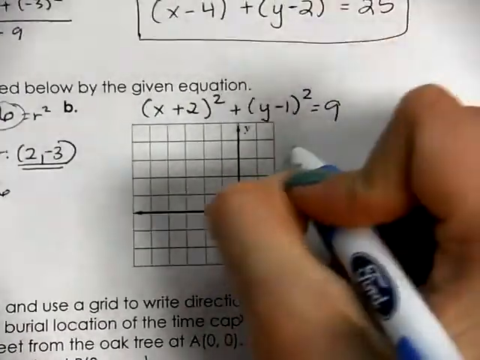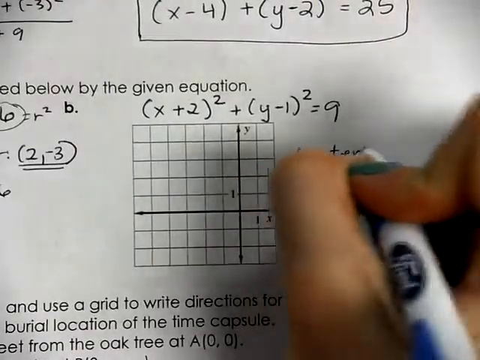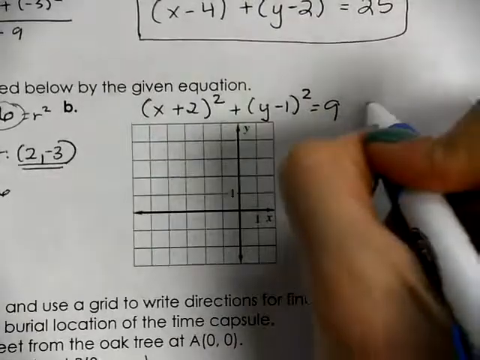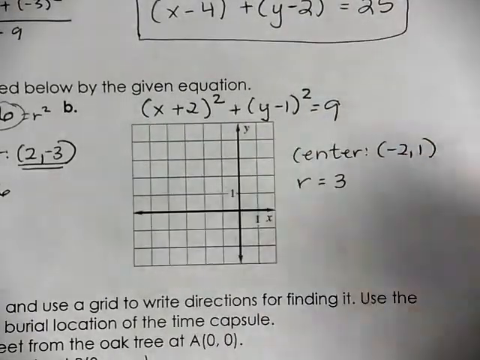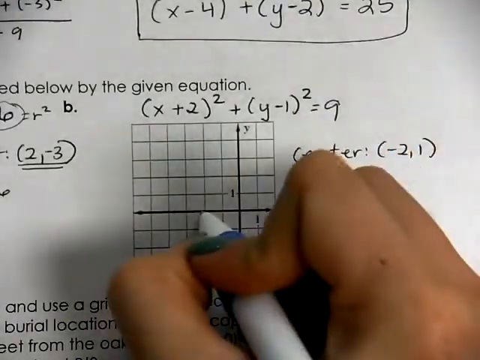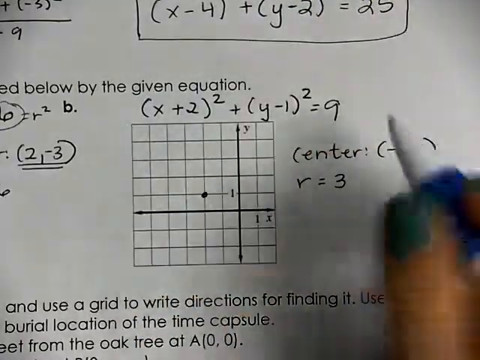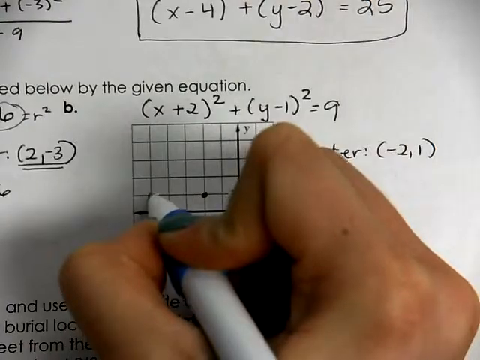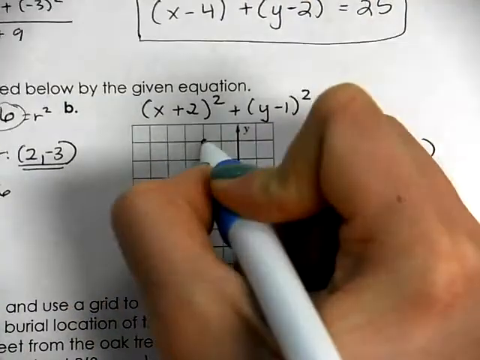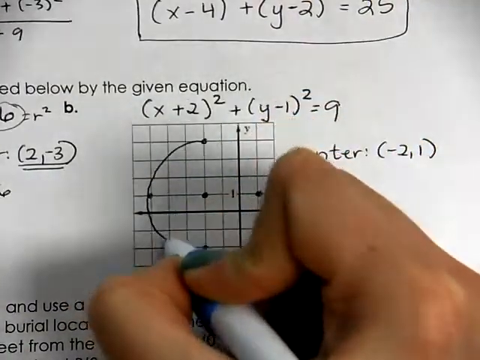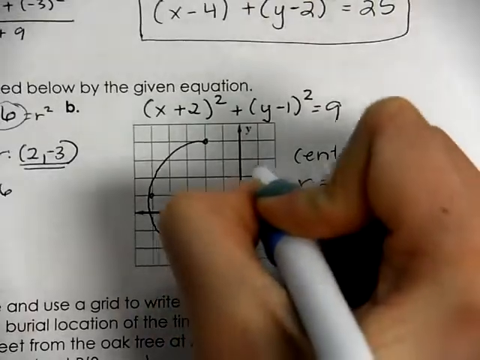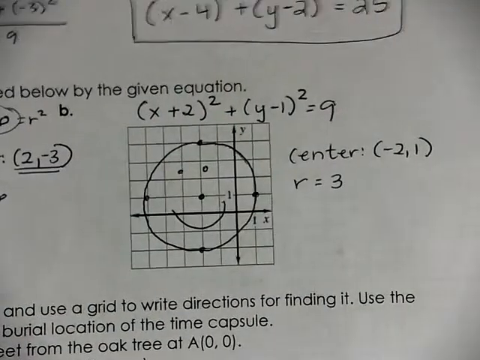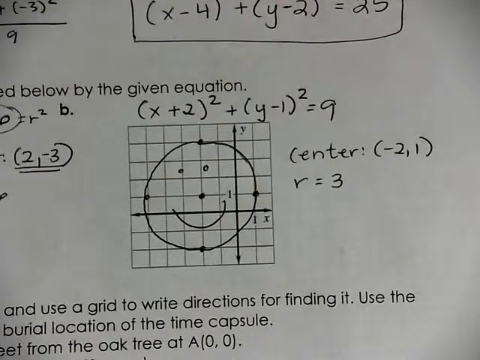Now that you've tried this on your own, let's take a look at this. The center for this equation would be negative 2 comma 1. The radius, well, if this is r squared, then the radius must be 3. So I plot the point negative 2 comma 1. My radius is 3, so I'm going to go 3 to the right, 3 down, 3 to the left, and 3 up. And again, do my best to draw a pretty circle. Oh, looking good again. There you go. So if I give you an equation, we can graph it.